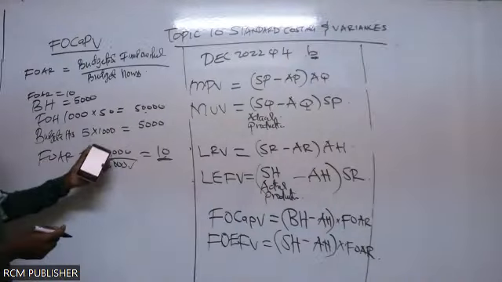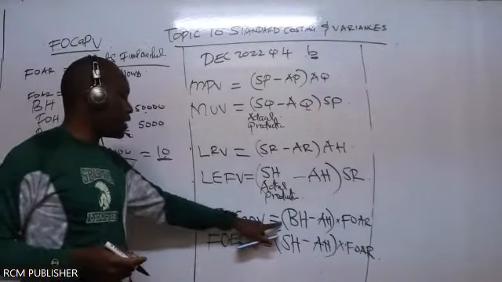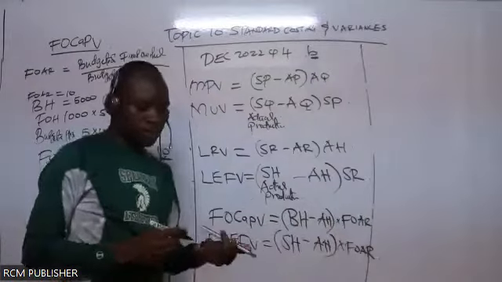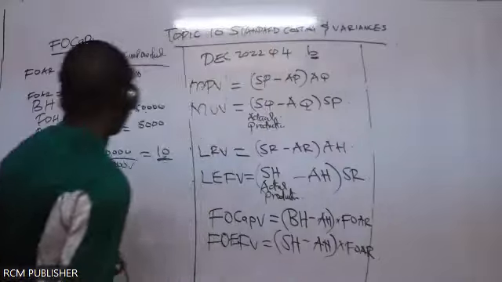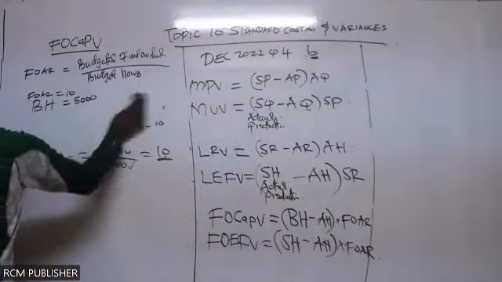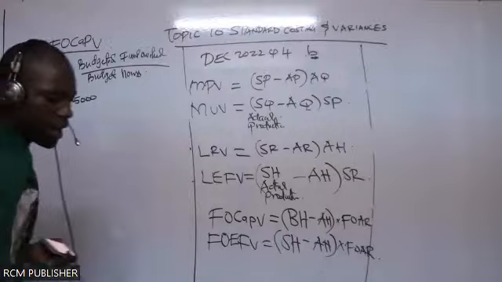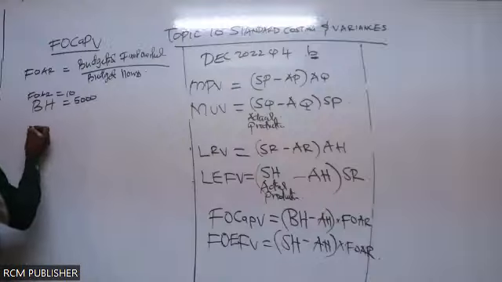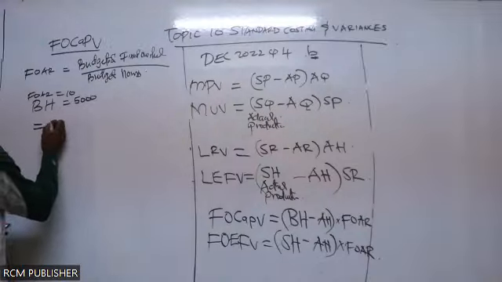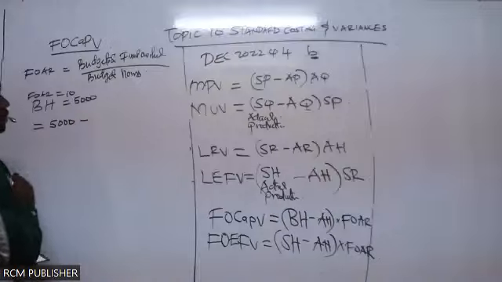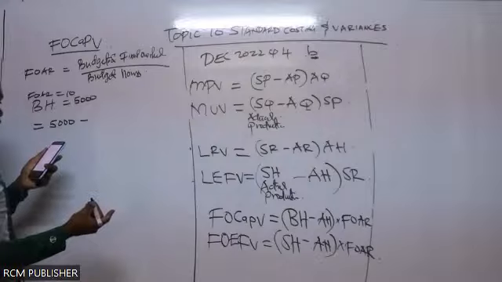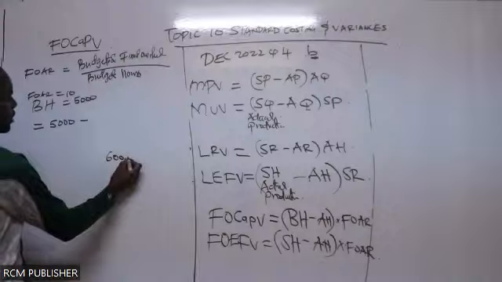So our formula here, fixed overhead capacity variance is budgeted hours minus actual hours, then we multiply by the fixed overhead absorption rate. So let's have it here. The budgeted hours is going to be 5,000 less actual hours. So are we able to get actual hours for the fixed overhead? Actual fixed overhead, we have 60,000 shillings.